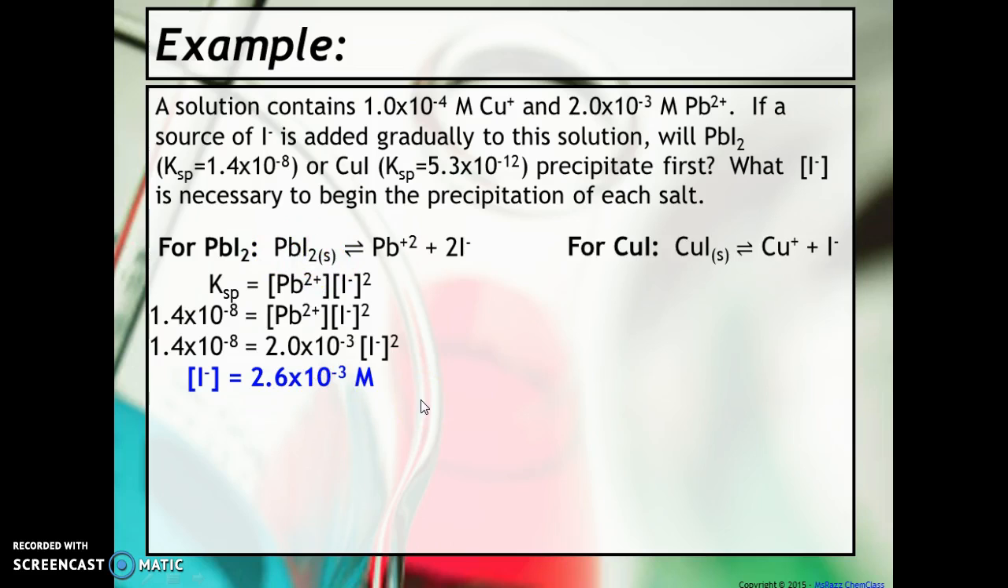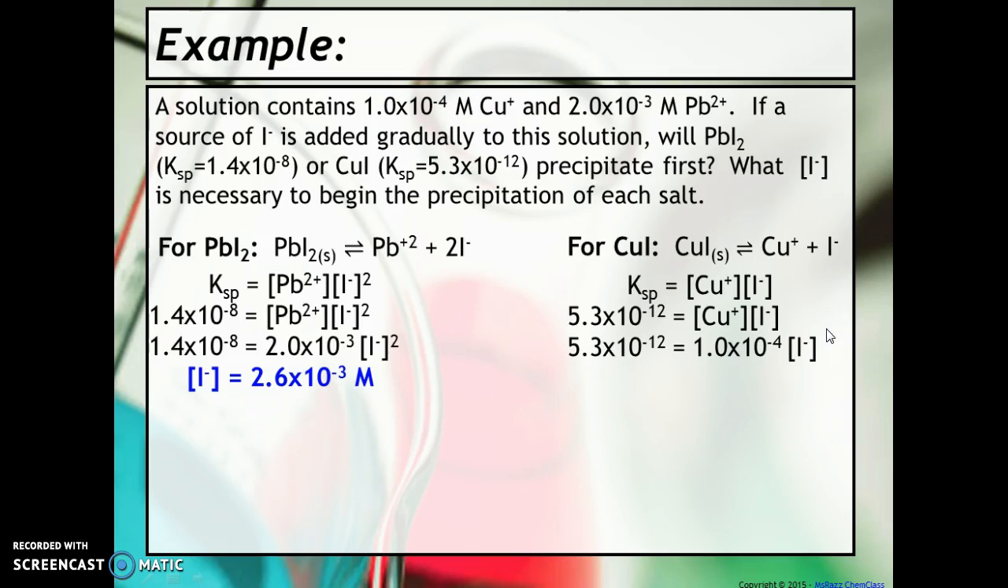Now I need to do the same thing for the other side. Figure out my net ionic. If this was totally right, I'd put some aqueous in here. Make my Ksp. Solve for it the same exact way. What number am I going to put in for my copper? I'm going to go up here and figure out how much copper I put in initially. So 1 times 10 to the negative 4th. Plug that in. Solve for I the same way. And I got out 5.3 times 10 to the negative 8 molar.